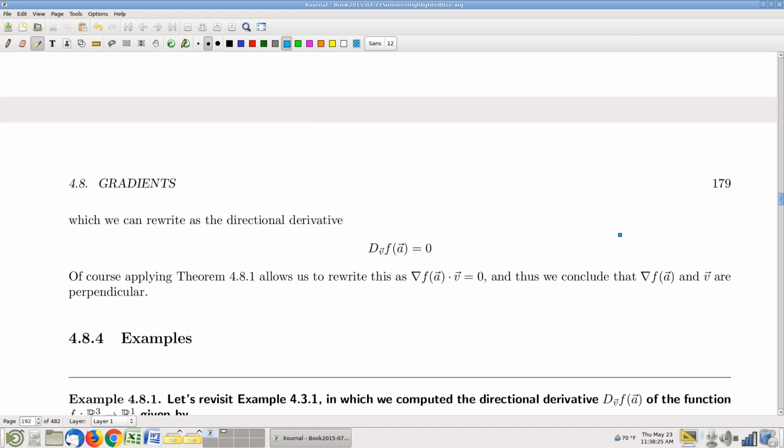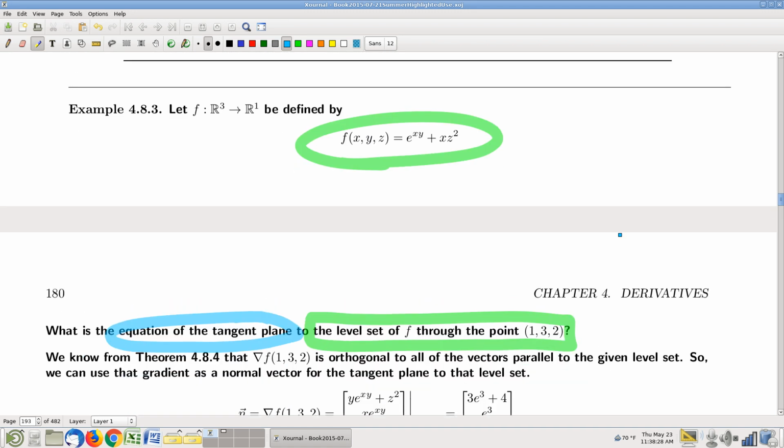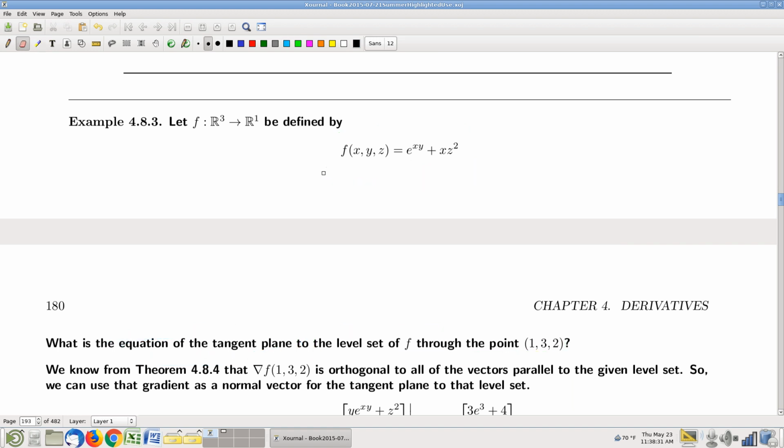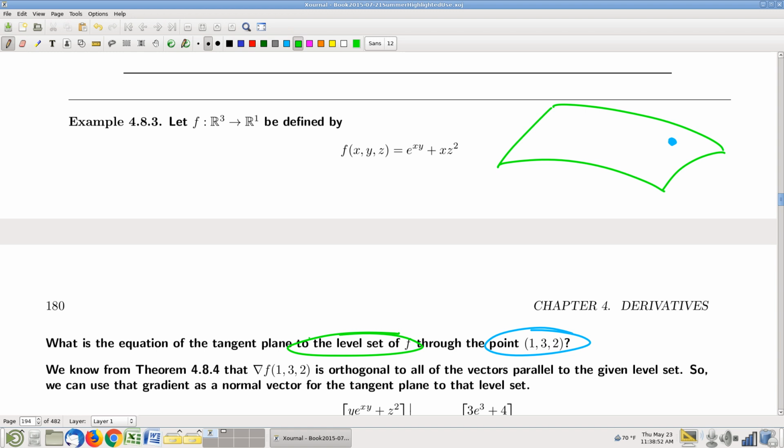Okay, so looking at this question here, we're looking at a level set. Let me draw a little picture over here. Got a level set there. And at a given point that we are given, we're looking at that level set, at that point, and we are interested in the tangent plane to that level set at that point. And by the way, this is the level set where f is a constant. Okay?